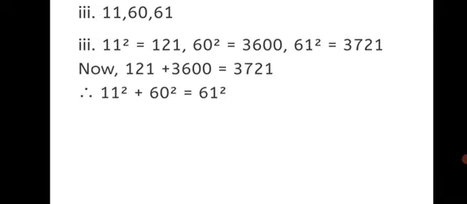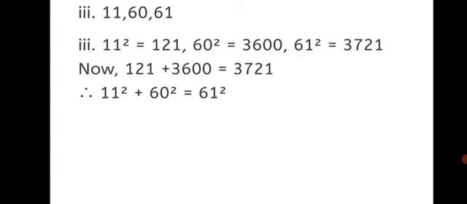Third, 11, 60, 61. 11 square is equal to 121, 60 square is equal to 3600 and 61 square is equal to 3721. Now 121 plus 3600, that is the addition of squares of smaller numbers, is equal to 3721. And the square of greater number 61 is also 3721. So we can say that 11 square plus 60 square is equal to 61 square.